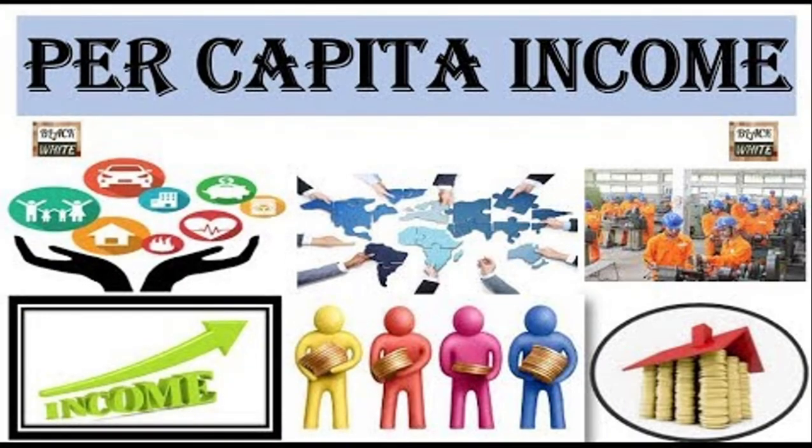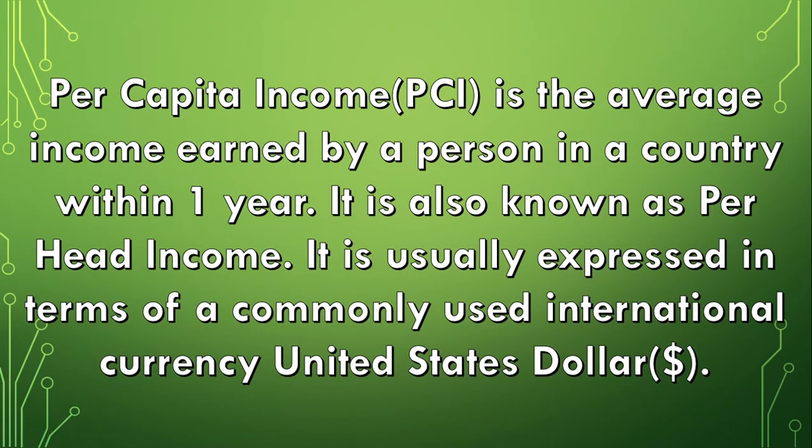Let us look at the definition of per capita income. Per capita income is the average income earned by a person in a country within 1 year. There are so many people in a country who are working in different sectors, and even some are working in the service sector. They all earn money in a country.